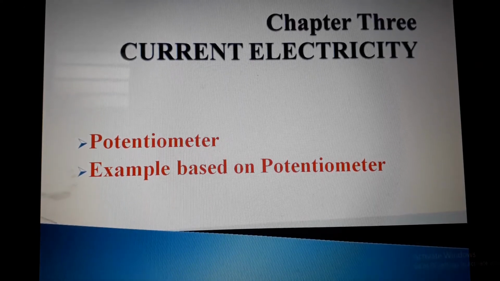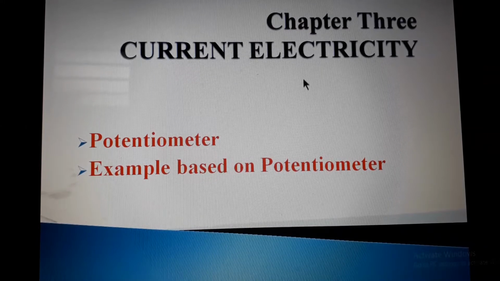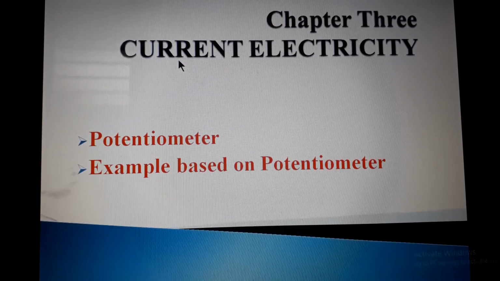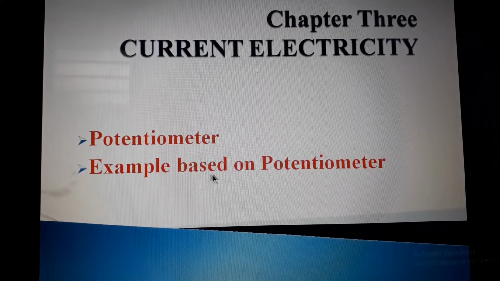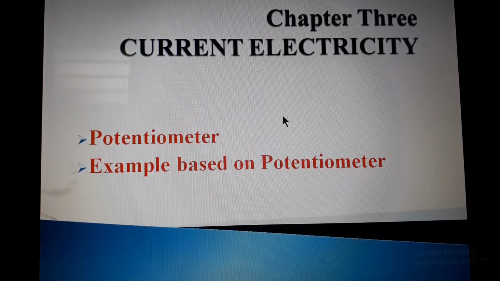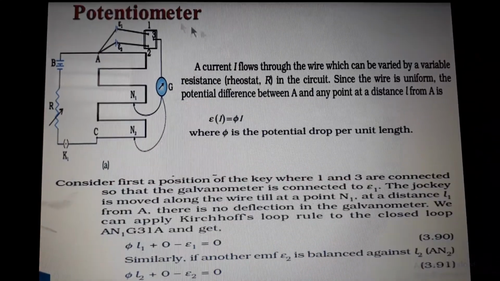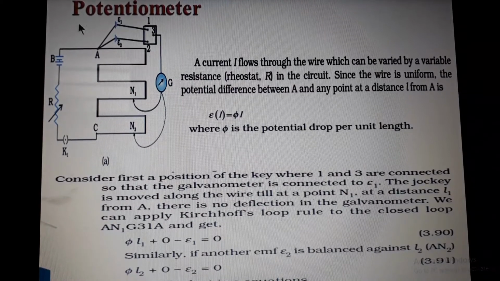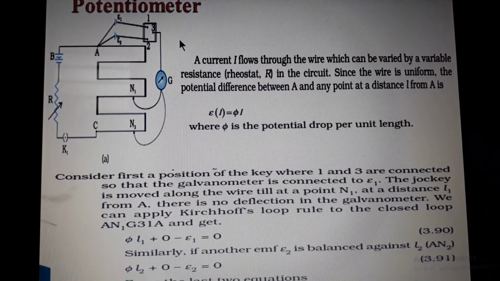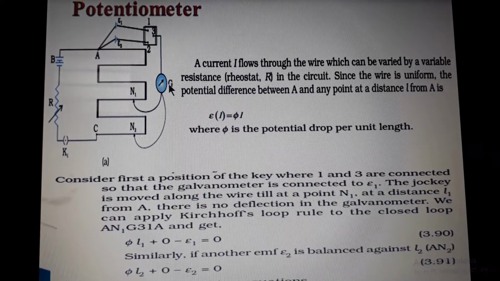Hello students, today I will explain the last topic of chapter number 3, current electricity, that is the potentiometer, and an example based on the potentiometer. So just see, this is the potentiometer. Potentiometer means, in the same way I have already explained the meter bridge, in the same way here there is a galvanometer.